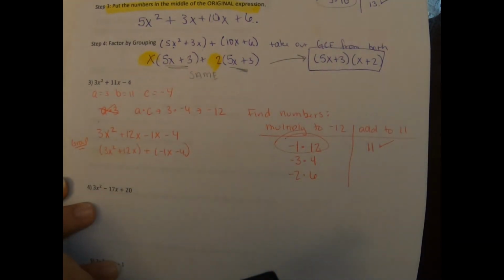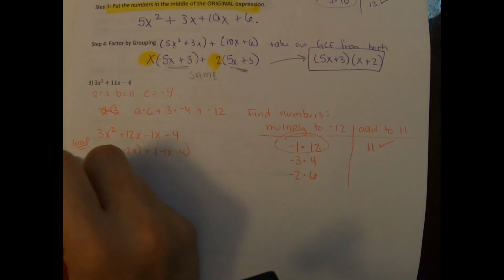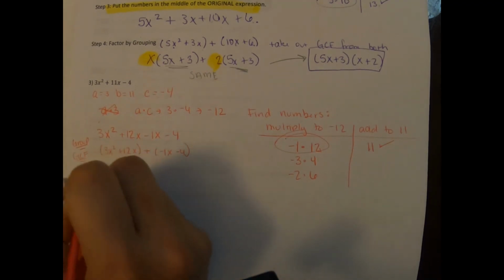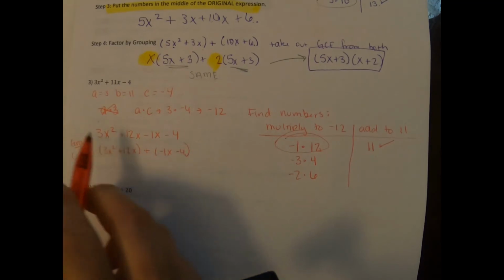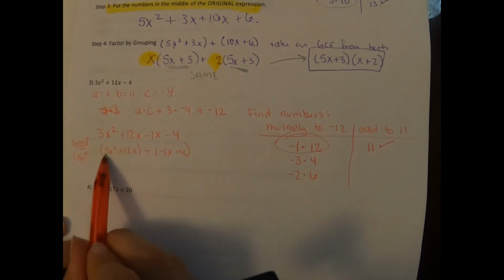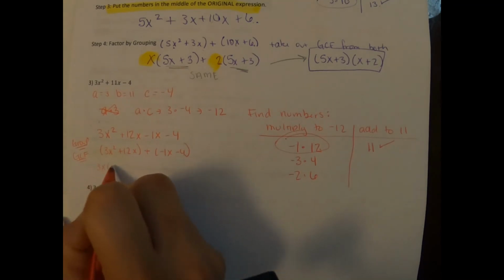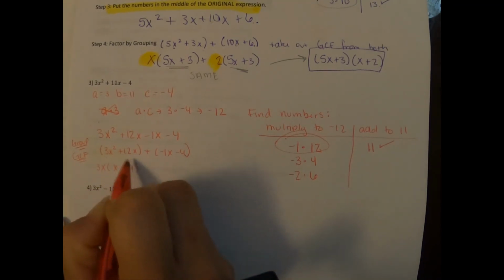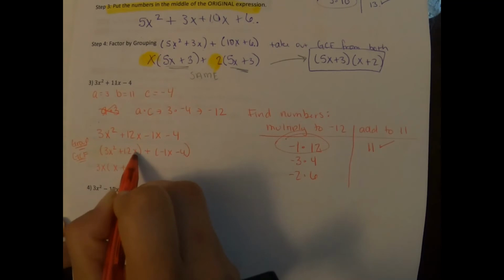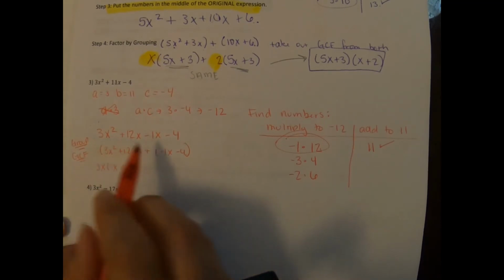Now I'm going to take a GCF out of each group. Both of these terms divide by 3 and they both have x, so I'm going to put a 3x out front. 12 divided by 3 is 4. Had an x, I took an x out.